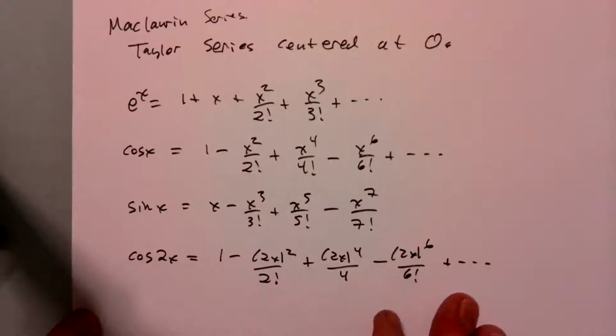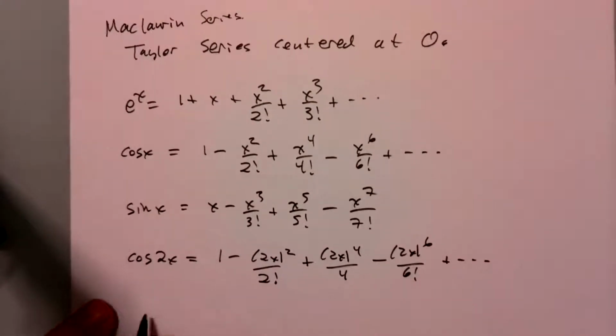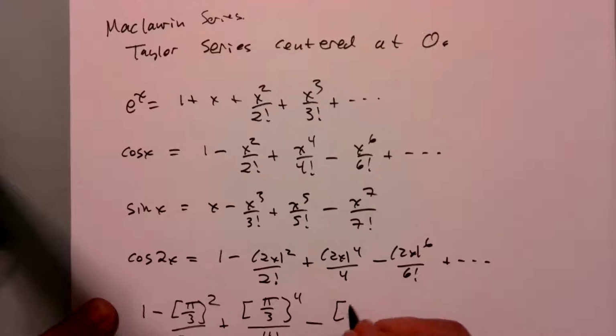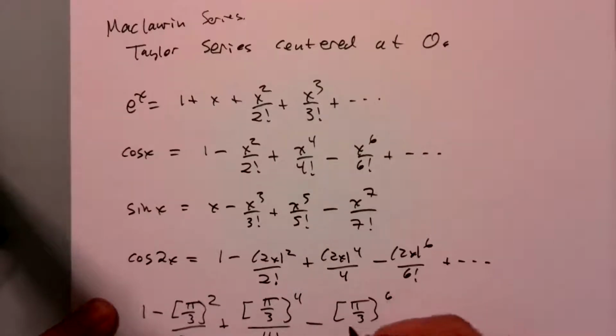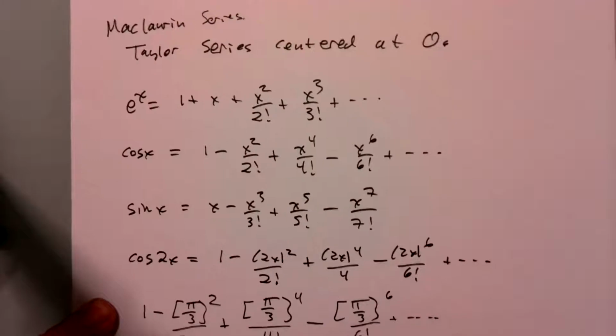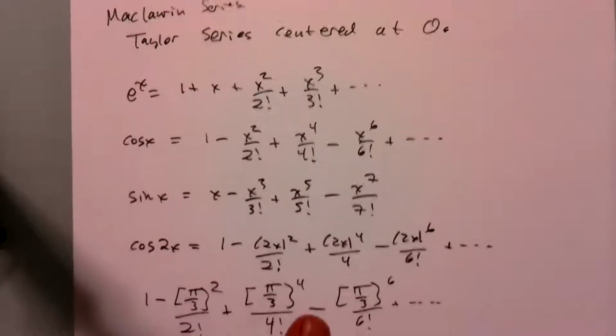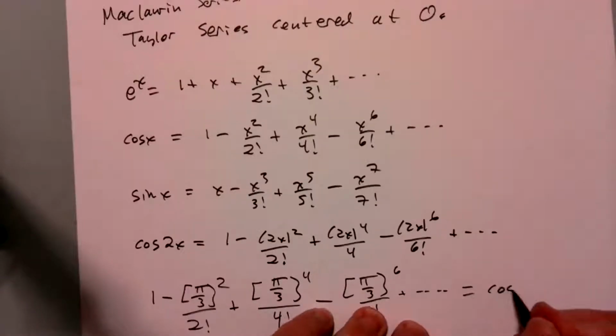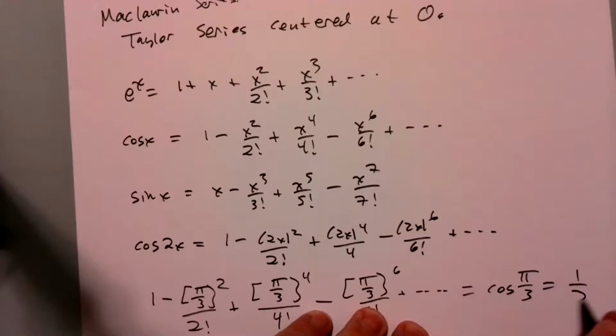And for example, if I had given you this, if I asked you what is 1 minus (pi over 3) squared over 2 factorial plus (pi over 3) to the 4th over 4 factorial minus (pi over 3) to the 6th over 6 factorial plus ... You look at something like that and you say, oh, I sort of recognize that. What is that series? It's cosine, even powers alternating. X is replaced with pi over 3. So this equals cosine of pi over 3, which is a half.